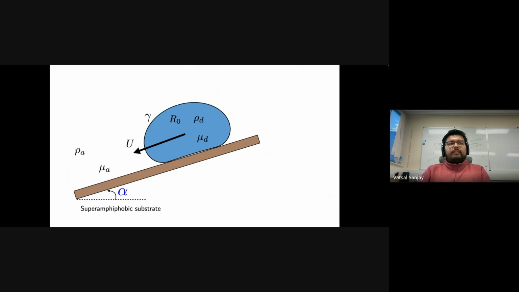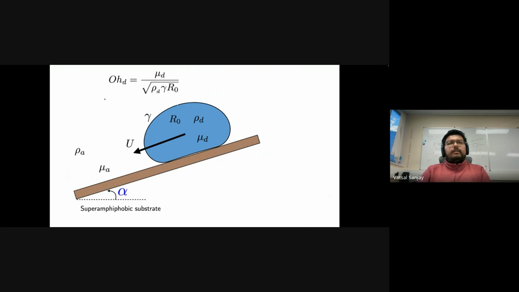And then, of course, we have air, where we have the density of the air rho a and the viscosity mu a. And of course, this is the whole setup, where this plate is kept at an incline angle of alpha over there. And as a result, the drop will move towards the left with some velocity u, which is the output parameter for these cases. And the control parameters would be three, in fact.